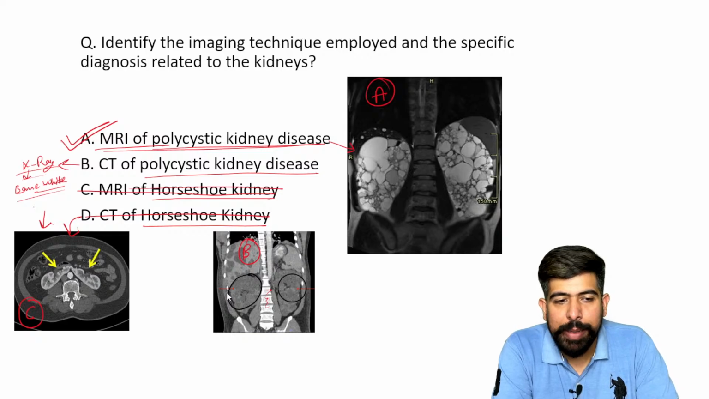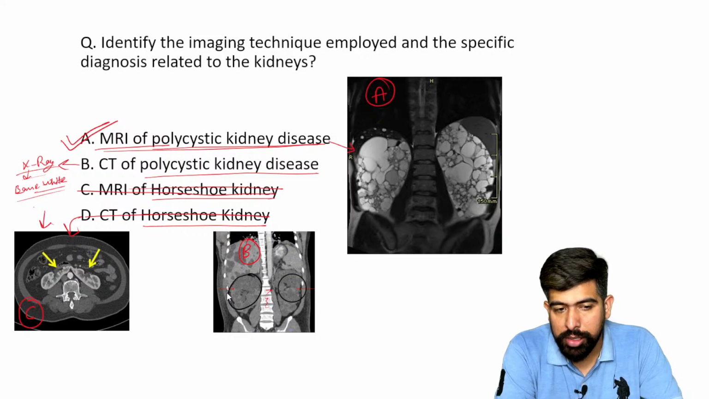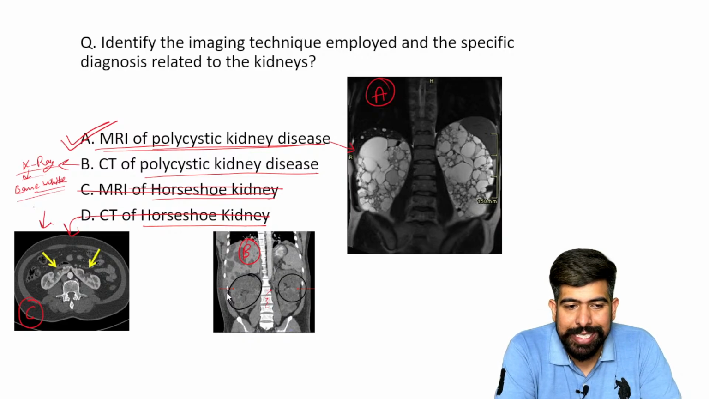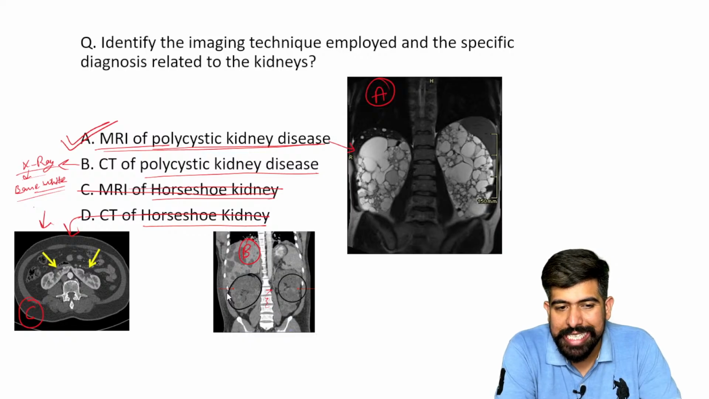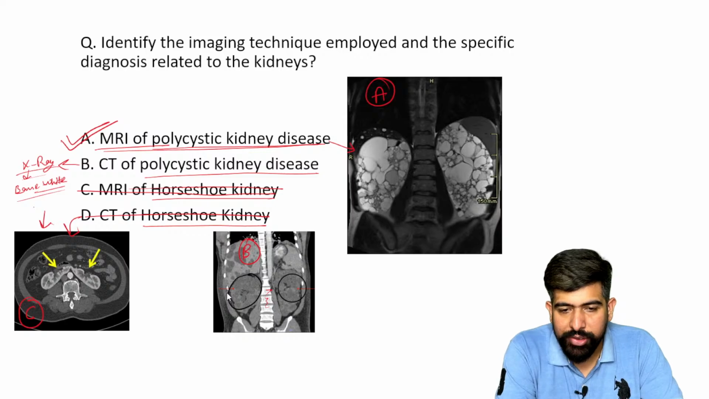Image A is the MRI of polycystic kidney disease. B is the CT scan of your polycystic kidney disease; you can tell by seeing the vertebral column. Just see the vertebral column. Also, you can see the ribs. In image B the ribs all seem whitish, right? And the vertebral column is also seen totally white.